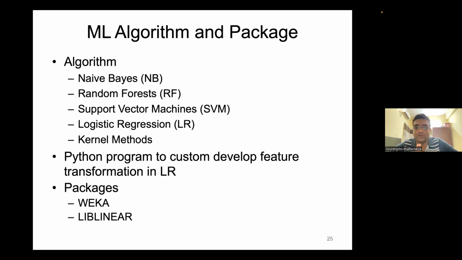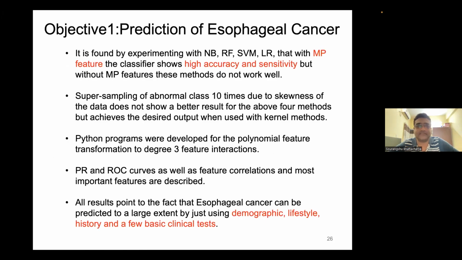Again, I'm not going to bore you with the details of machine learning algorithms, but I'll be very happy to discuss if you have any questions or comments. But essentially, for this, we use some of the most widely used machine learning methods, more so, I would say, the kernel methods, which are probably not as widely used. We will come to why we did this. Okay. So let us come to our first objective.